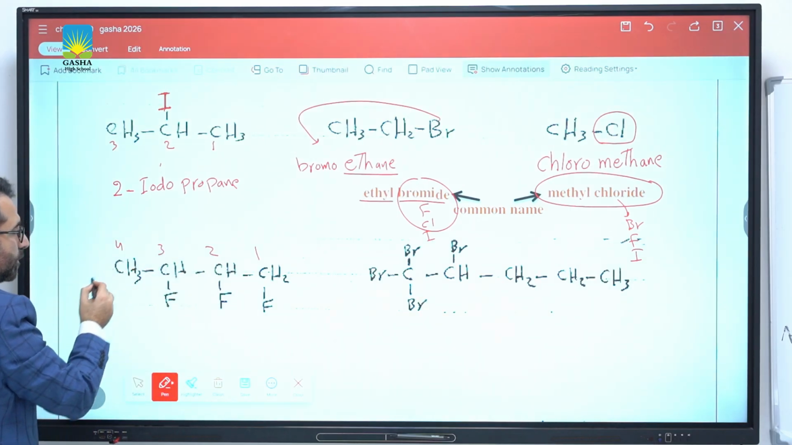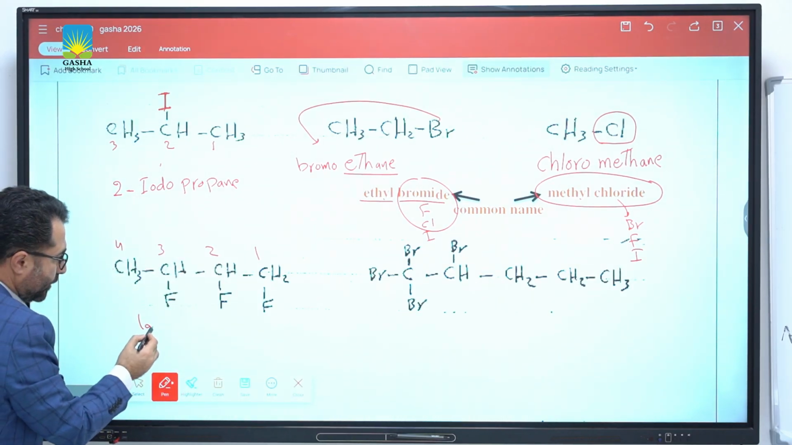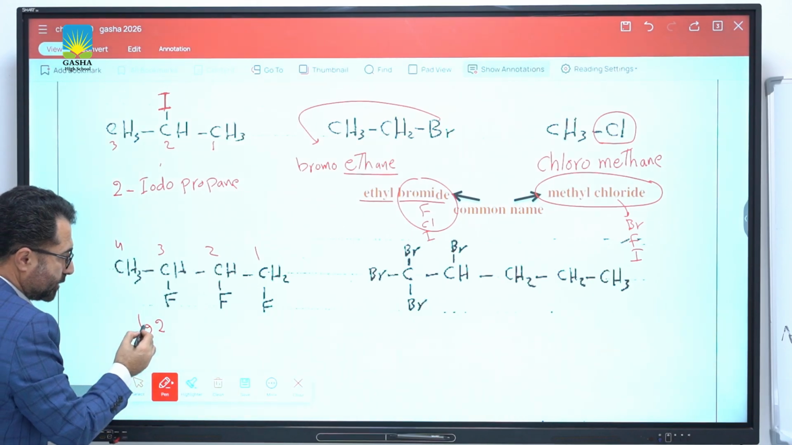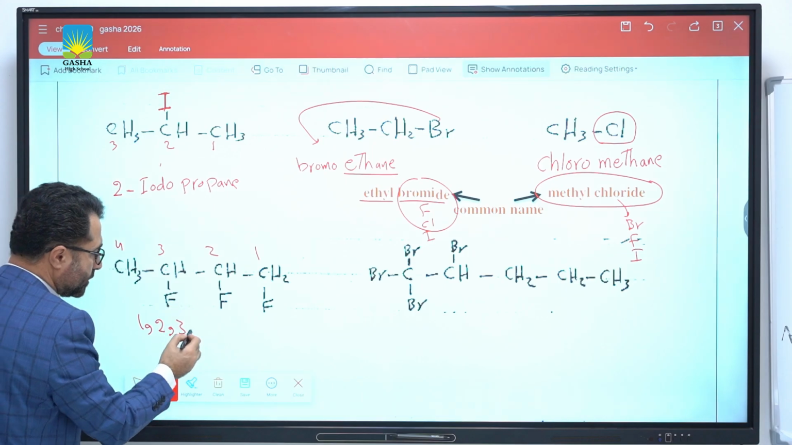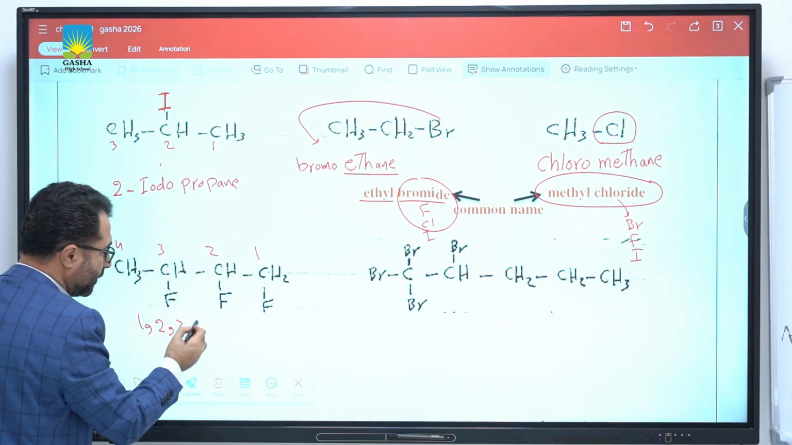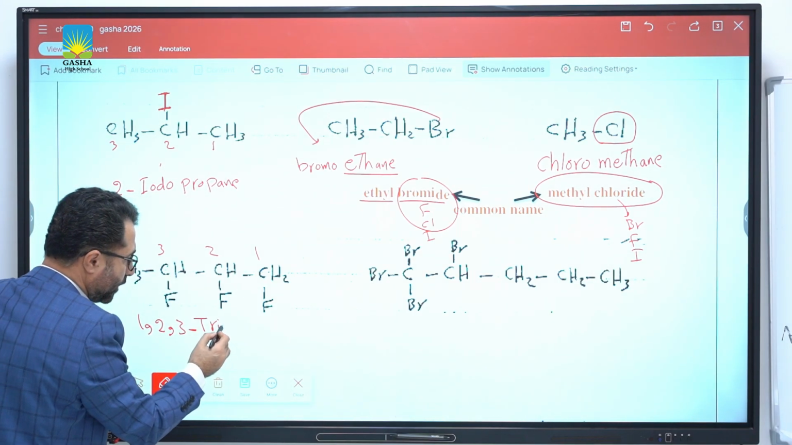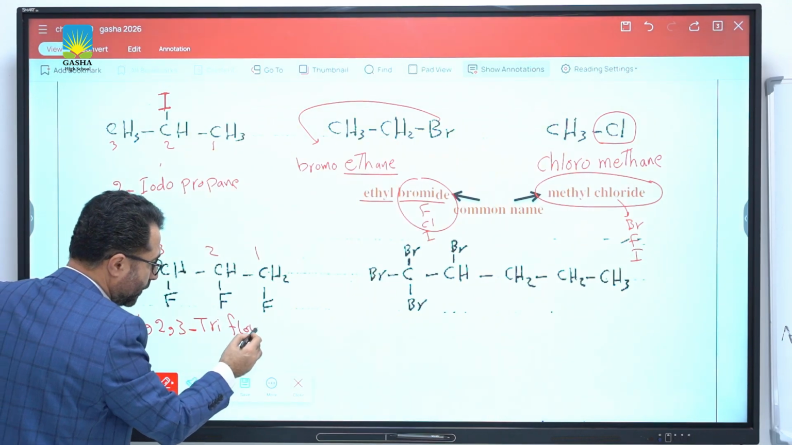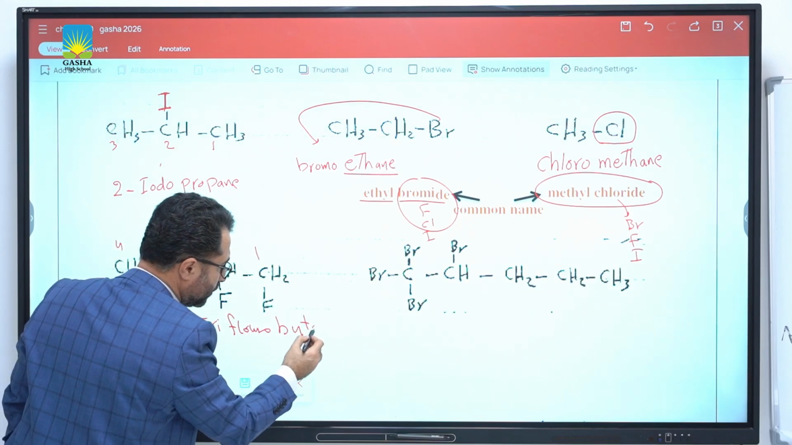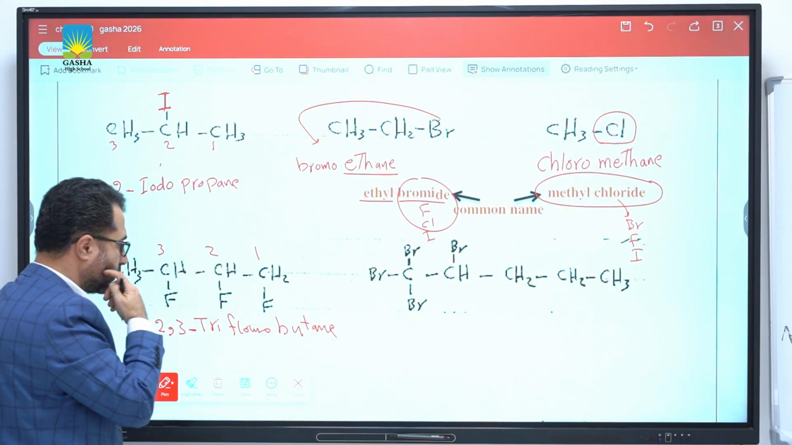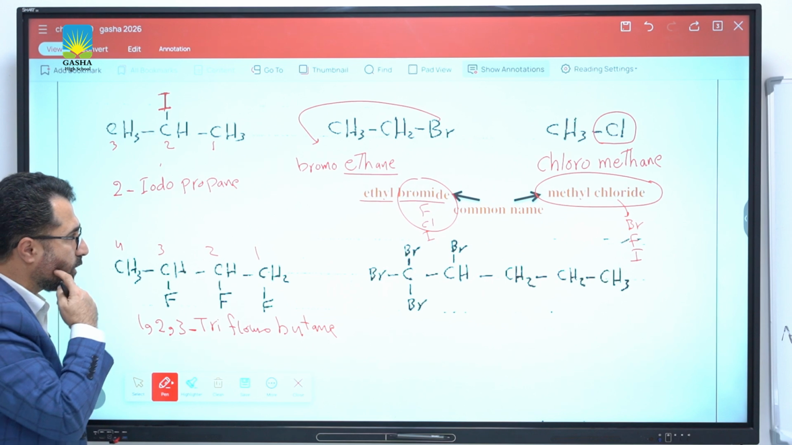Here we have F on the right side, so you have to number it from the right side: 1, 2, 3, and 4. Write the locations of X: 1, 2, 3. The name of X is fluoro, so you write tri-fluoro, and the parent is butane. 1,2,3-trifluorobutane.